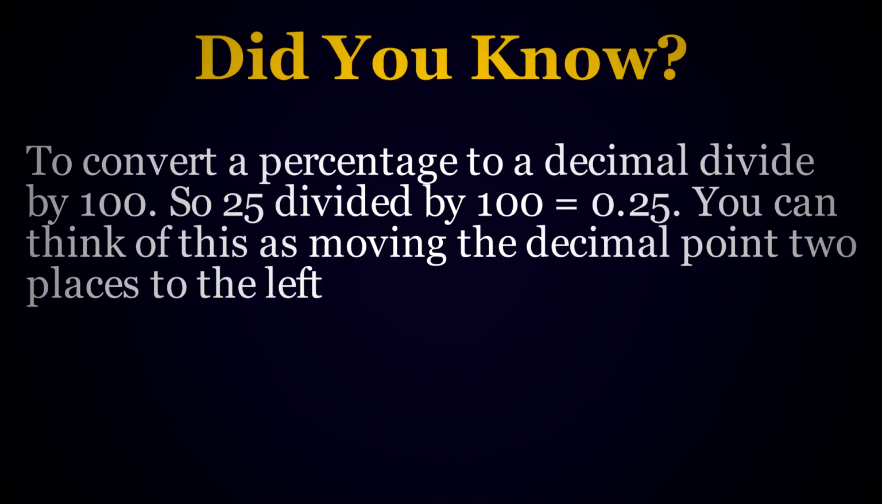Here's something cool: to convert a percentage to a decimal, divide by 100. So 25 divided by 100 equals 0.25. You can think of this as moving the decimal point 2 places to the left.